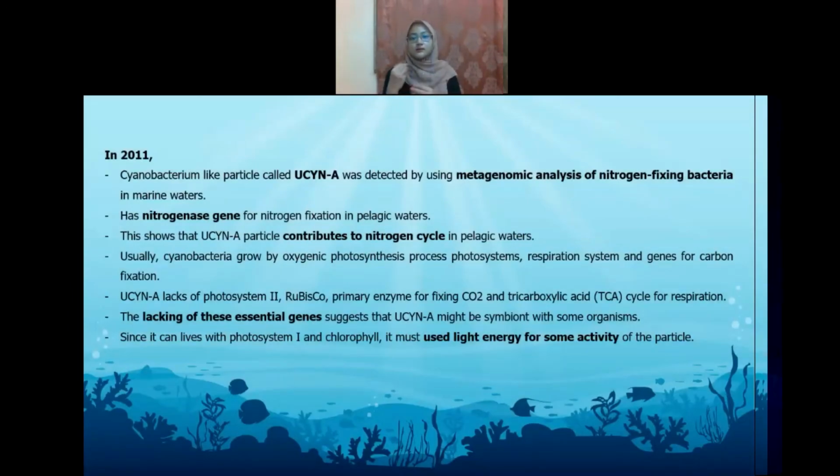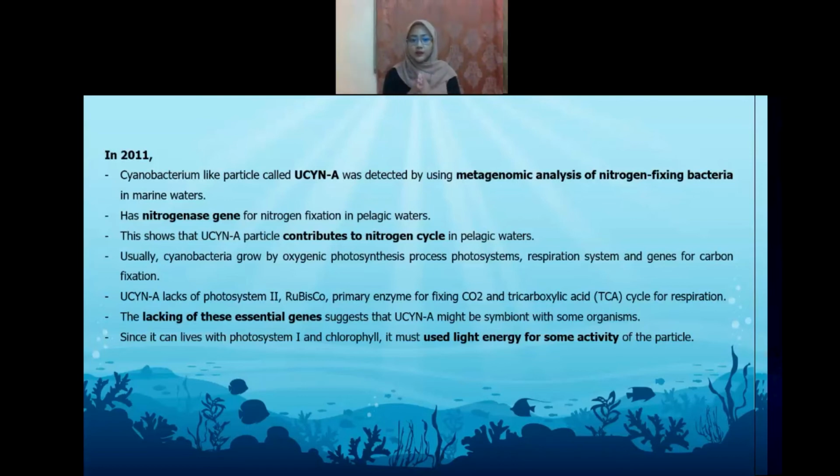So in 2011, the scientists found a new cyanobacterium-like particle named UCYN-A. UCYN-A was detected using metagenomic analysis of nitrogen-fixing bacteria, and it contains the nif gene for nitrogen fixation. It means that UCYN-A is also contributing to the nitrogen cycle.